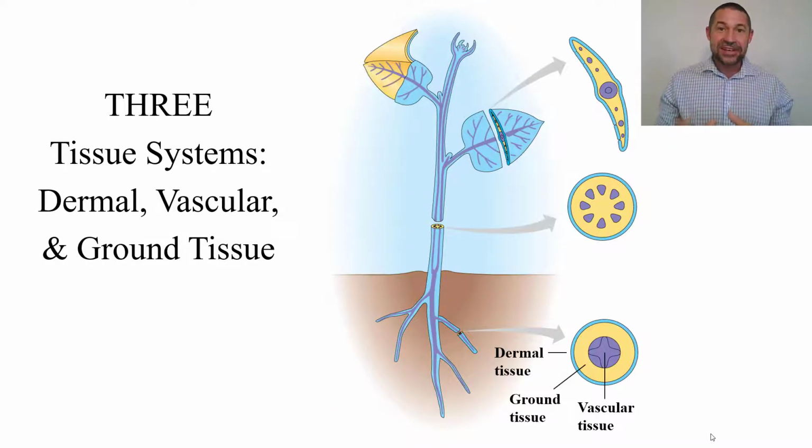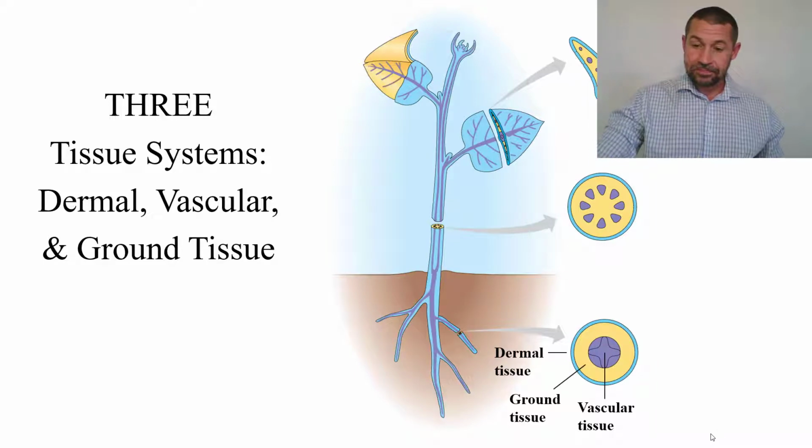So leaves, stems, and roots are comprised of three primary tissue types in plants. The dermal tissue, shown in light blue in cross sections of the root, the stem, and the leaf, is always going to be the outermost layer of tissue. The vascular tissue is indicated by purple in the three cross sections, and then we have the ground tissue, which is yellow in this diagram.